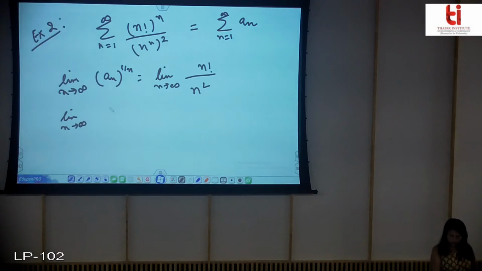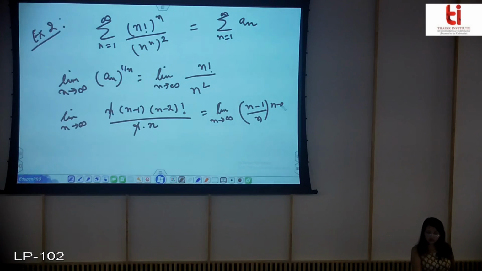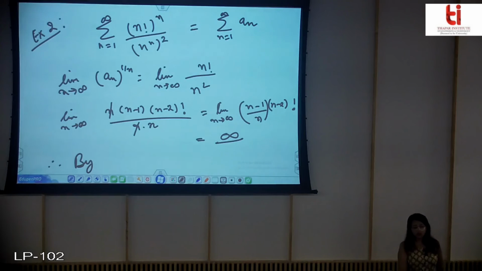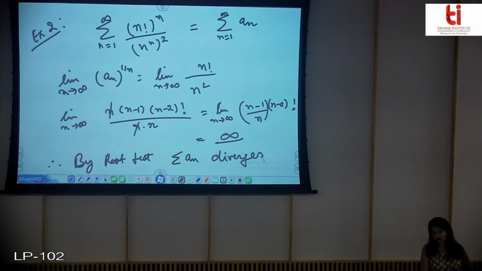See, I can write this as n into n minus 1 into n minus 2 factorial, n into n. So I can write this as limit n tending to infinity n minus 1 by n minus 2 factorial. If you find the limit, you are getting infinite, and therefore by root test you can see that it comes under condition 2. So therefore by root test summation of an diverges.